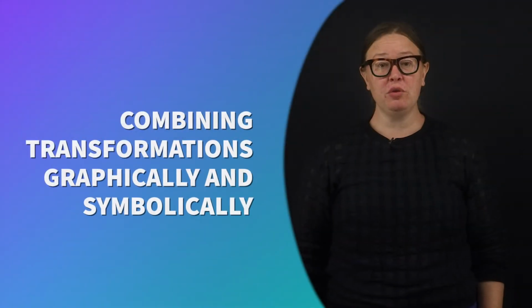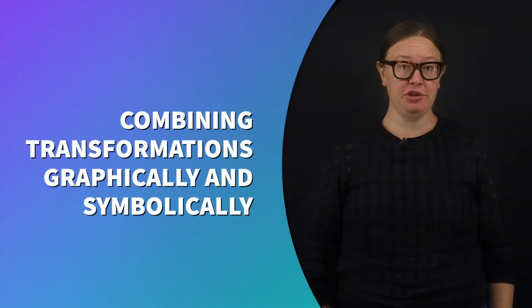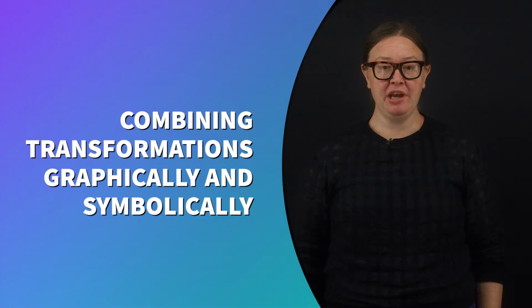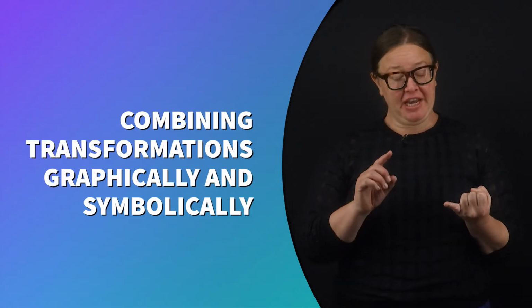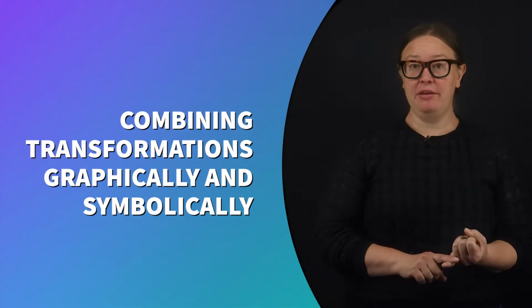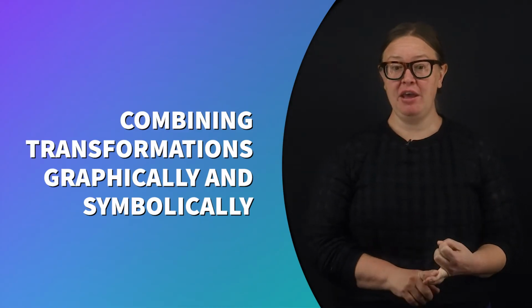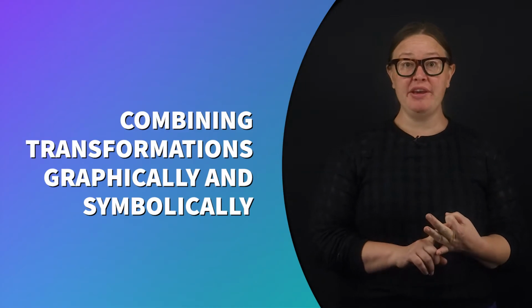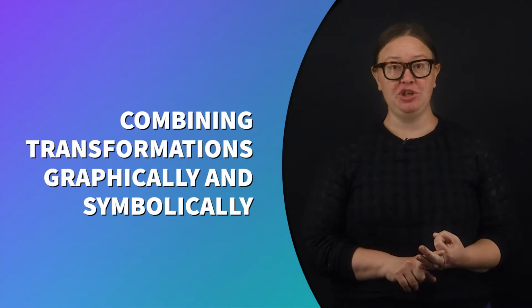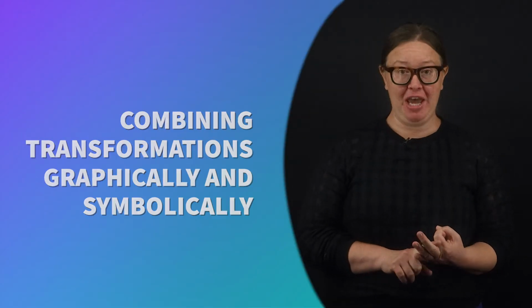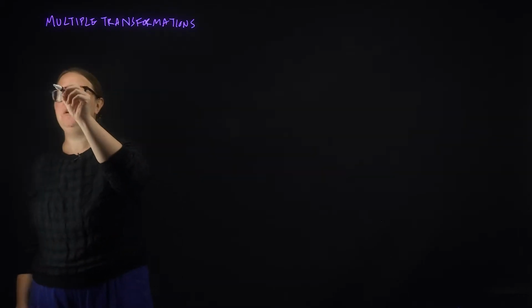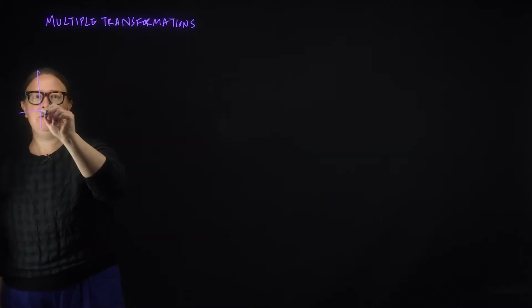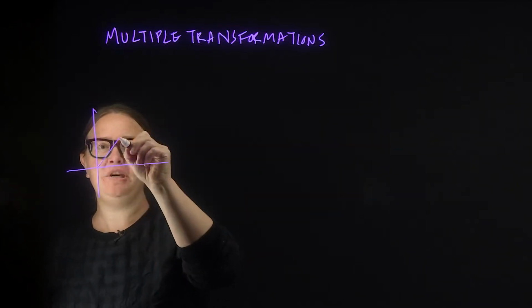In this video, we're going to talk about applying multiple transformations to a function. And our goal in doing this is to think about applying transformations graphically, symbolically, and also examining when the order of transformations does and doesn't matter. So let's start with a function. So here is a function I'm going to start with.